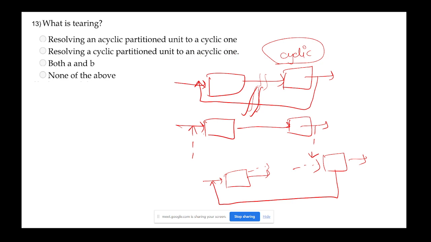Another option is resolving an acyclic partitioned unit. So acyclic is nothing but you have an open loop. So you do not need to break any of the stream or tier any of the stream for a cyclic process. So option B is correct for this question. You resolve a cyclic partition unit to an acyclic one.